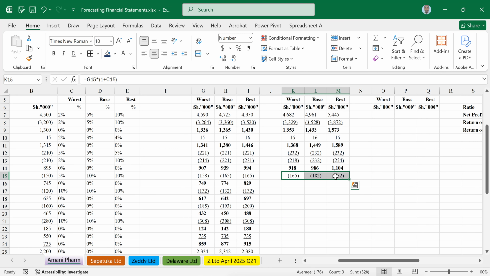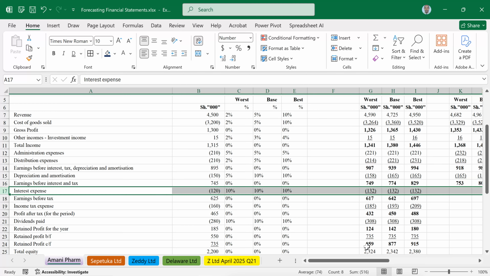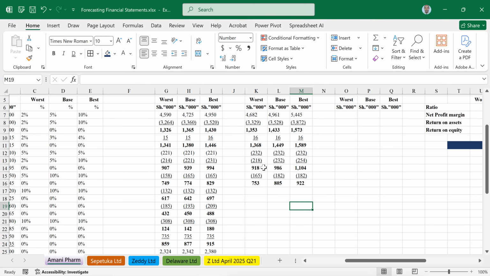Then we will do Alt equal because this needs a summation. The one that follows needs a summation, so Alt equal. And what we've just done is known as earnings before interest and tax. We move to interest expense. The same formula can be copied again, the one that we used for revenue. Copy and simply paste here because that will work again.